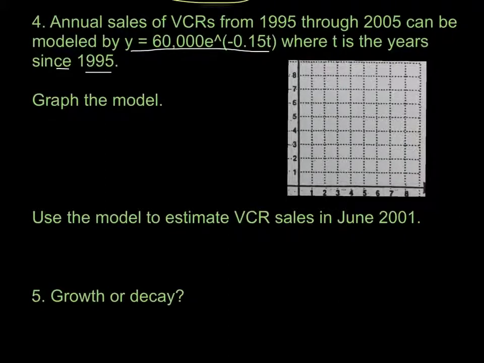Probably, I'm just guessing, the number of VCR sales is going to go down, but I could be wrong on that. So it says graph the model. And to graph the model, you know, input, output, right? We're going to input T, and we're going to get Y out. Now, I just pulled some numbers from my graphing calculator. I just put this into the table.